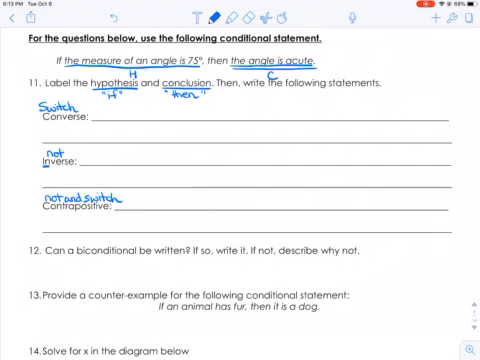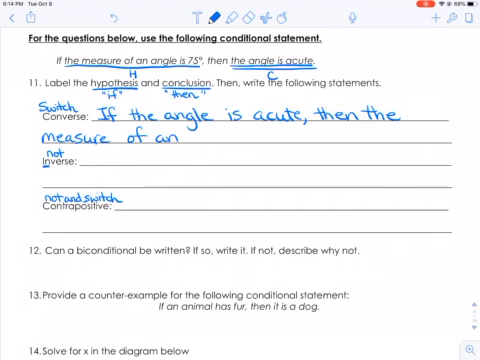So converse. So we're going to start with the converse. That means all I'm doing is switching around the conclusion and the hypothesis. So if the angle is acute, then the measure of an angle is 75 degrees. Okay.